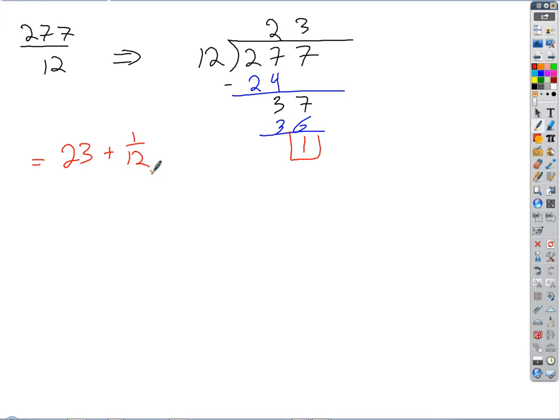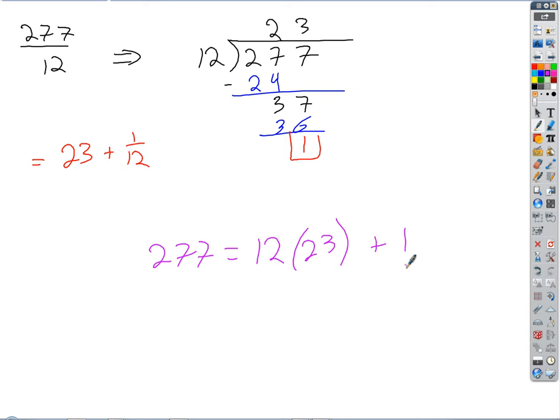So another way of saying that would be, 277. You tell me this. Here's another way we could do this. 277 equals what? 12 times 23 plus 1, right? Everybody agree? Okay.